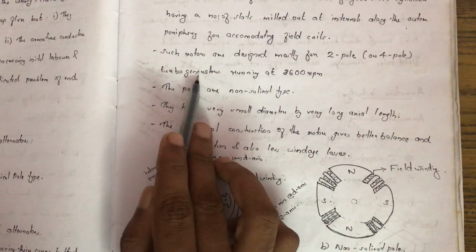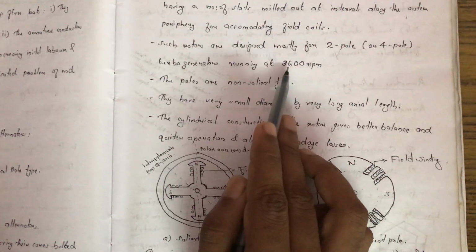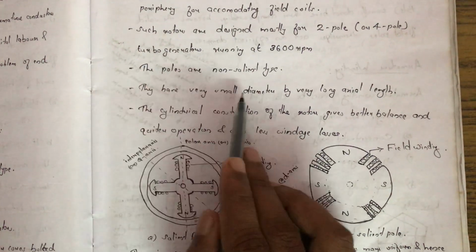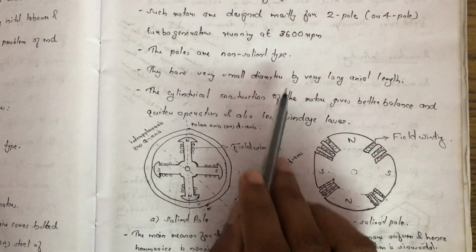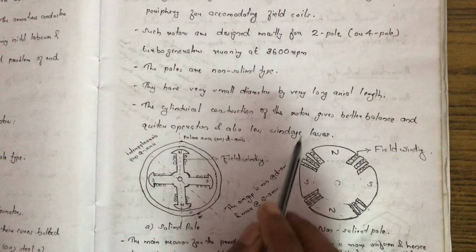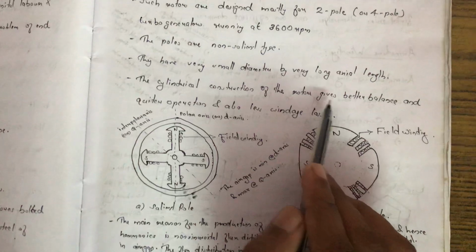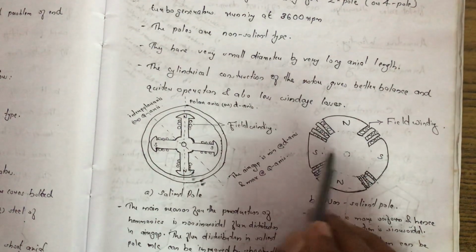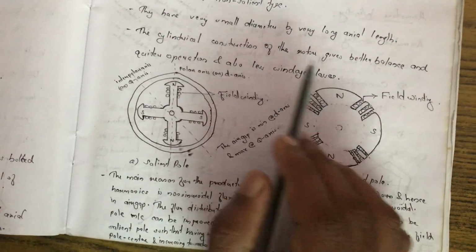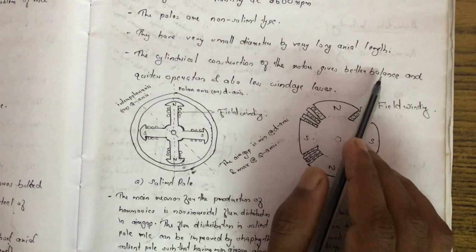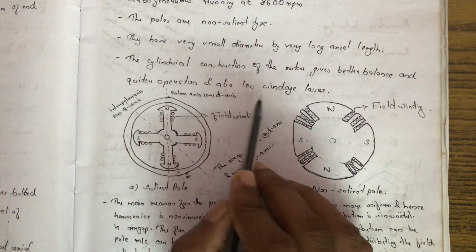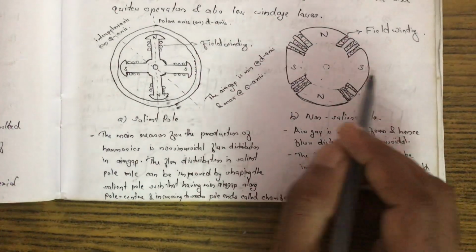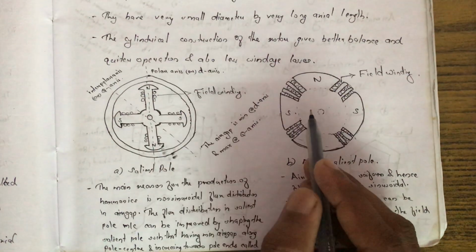They are also called turbo generators, which run at very high speed, about 3600 rpm. The poles are non-salient type. They have a very small diameter but a long axial length. The cylindrical construction of the rotor gives better balance, quieter operation, and also less windage loss. This is the advantage of the cylindrical construction. The rotor balance will be better, operation quieter, and the losses less compared with the salient pole alternator. So this is the comparison between the salient pole and non-salient pole alternators.